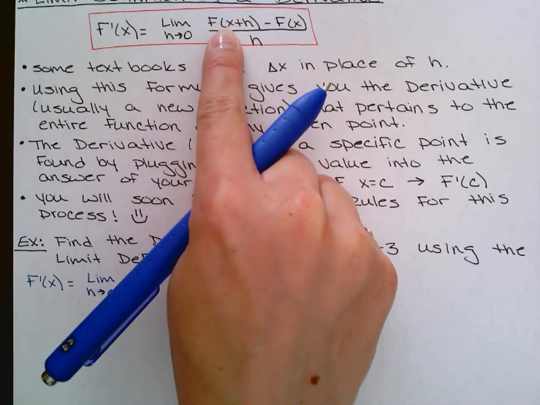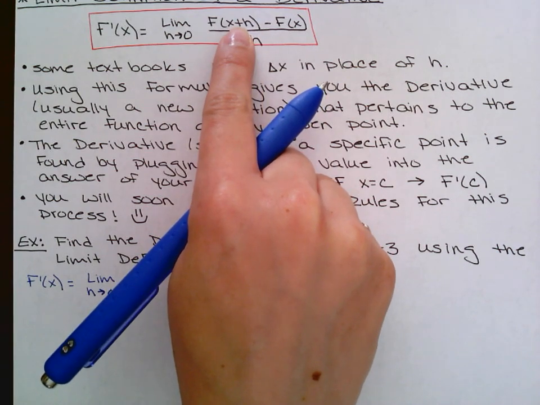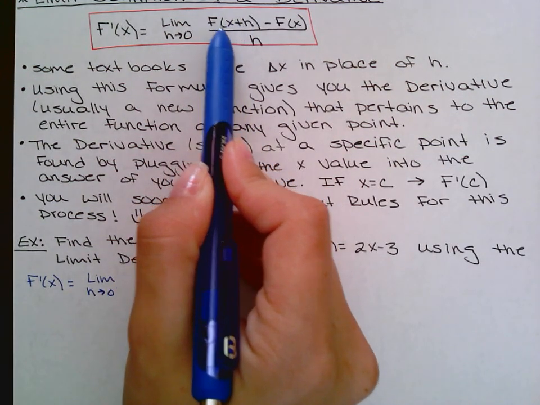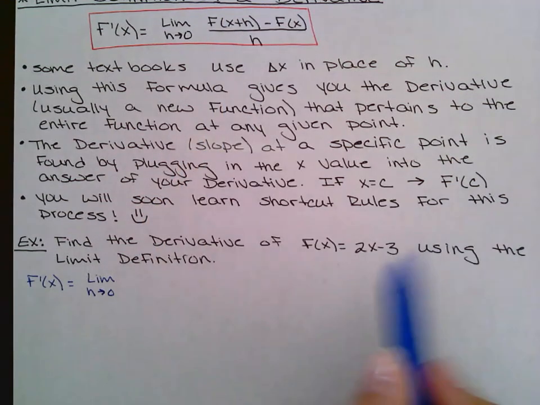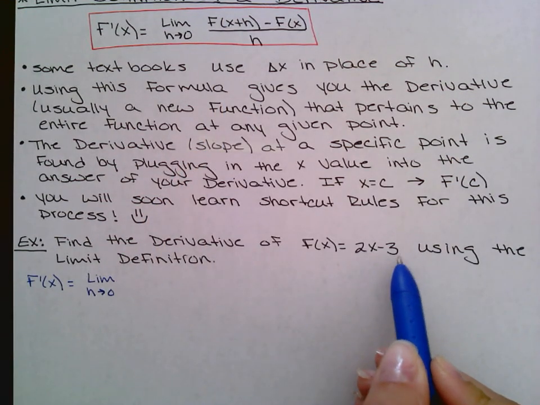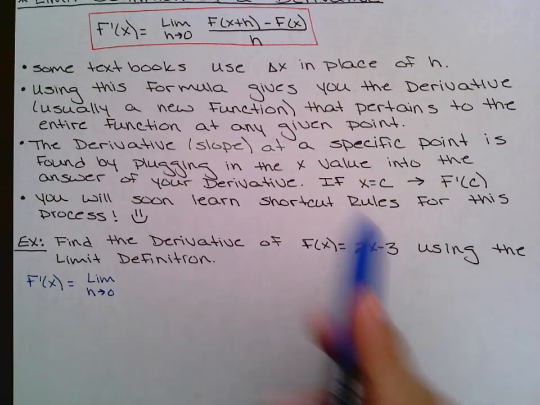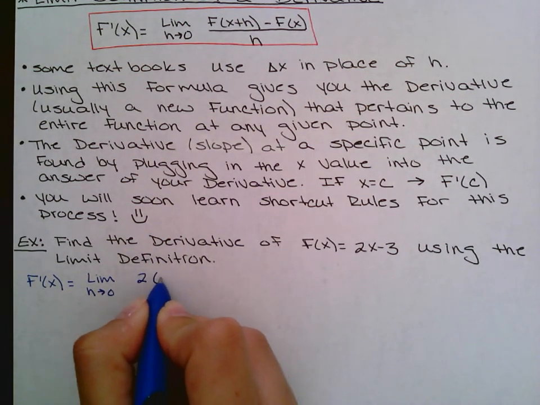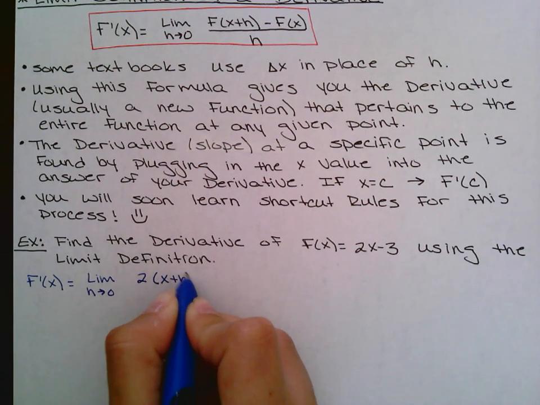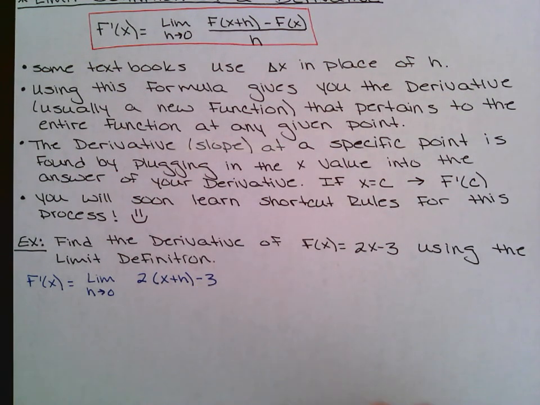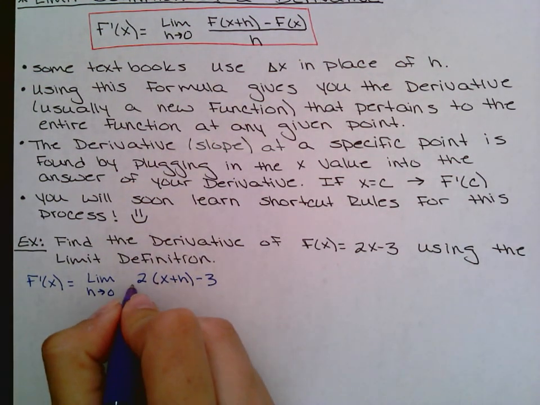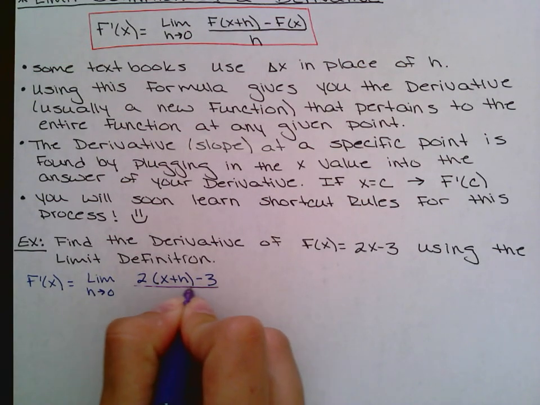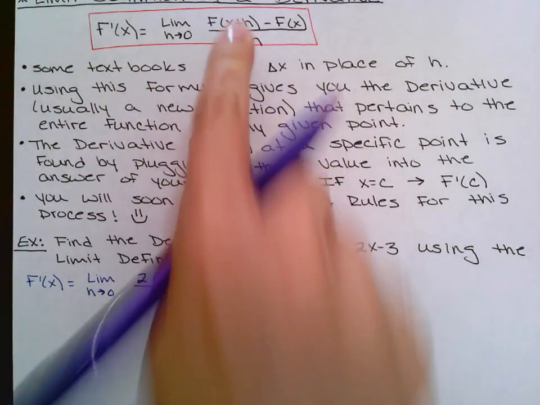Remember how if I said f of 2, it just means I plug a 2 into the function? That just means anywhere that there was an x, I need to put an x plus h. So I'm going to rewrite this entire function, and anywhere there's an x, I'm going to put an x plus h. So I'm going to say 2 times (x plus h), and then minus 3. Okay? So that right there, if I'm color coding, this is my x plus h portion, my f of x plus h.